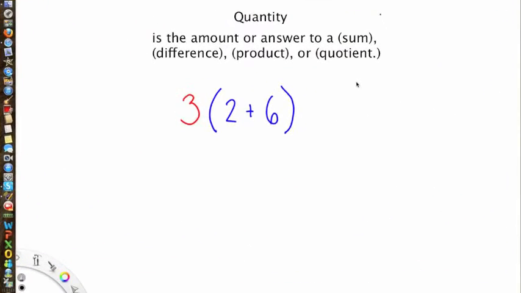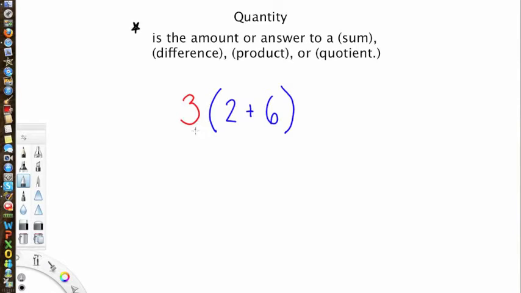Boys and girls, here's another key vocabulary word that you want to be aware of, quantity. Now, when you hear quantity, you know it's an amount. But I think we can be more specific than that. It's a specific amount or answer to a sum, difference, product, or quotient. You might want to write this down. It might help you remember when you hear the word quantity. Basically, it's telling you that you need to find the answer to an addition problem, a subtraction problem, a multiplication problem, or a division problem.